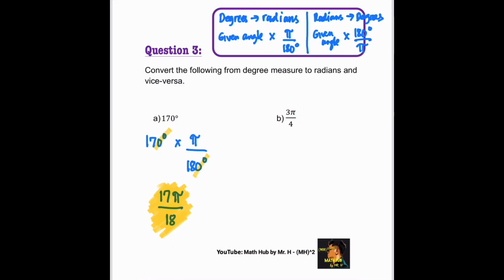All right, let's check if your answer is correct. To convert from radians to degrees, we take the given angle in radians. We were given 3 pi divided by 4, and we multiply by 180 degrees divided by pi. And so we cancel out pi. Then this will become 1, and this will become 45. And we'll have 3 times 45 is 135 degrees. So 135 divided by 1 is 135. So the answer is 135 degrees.